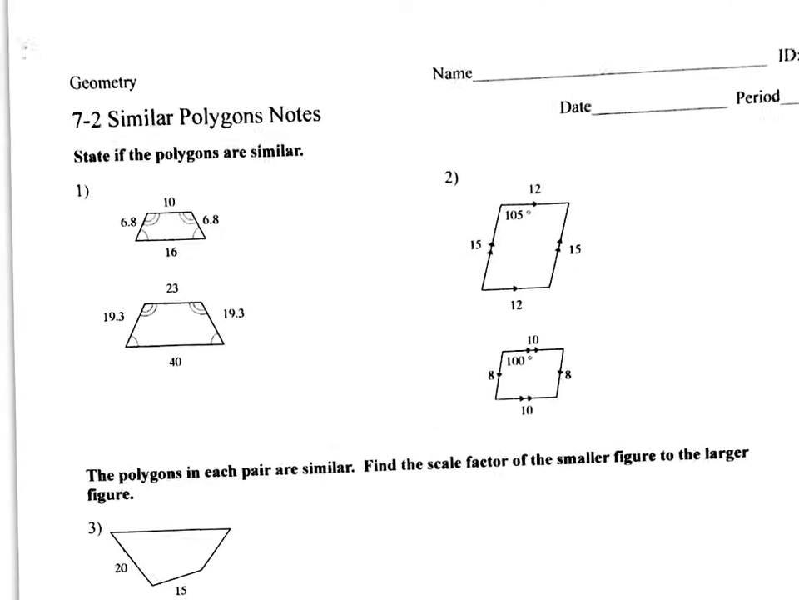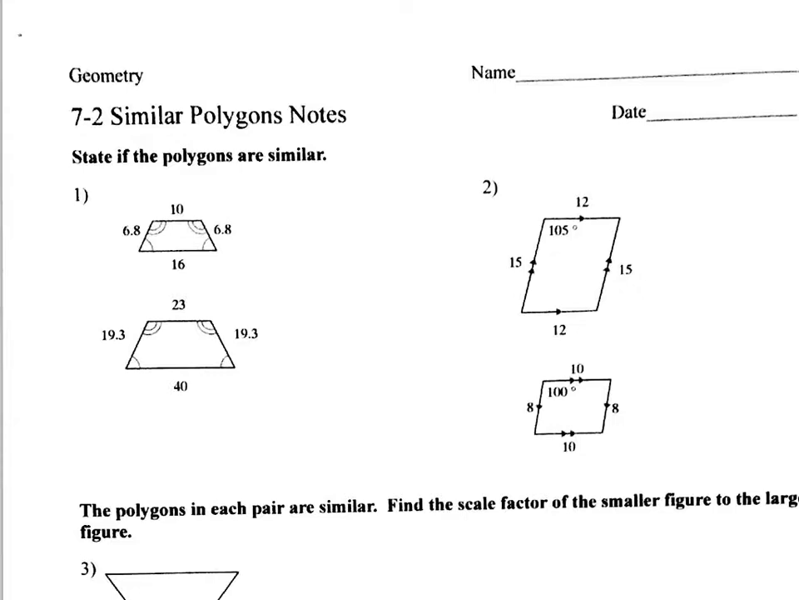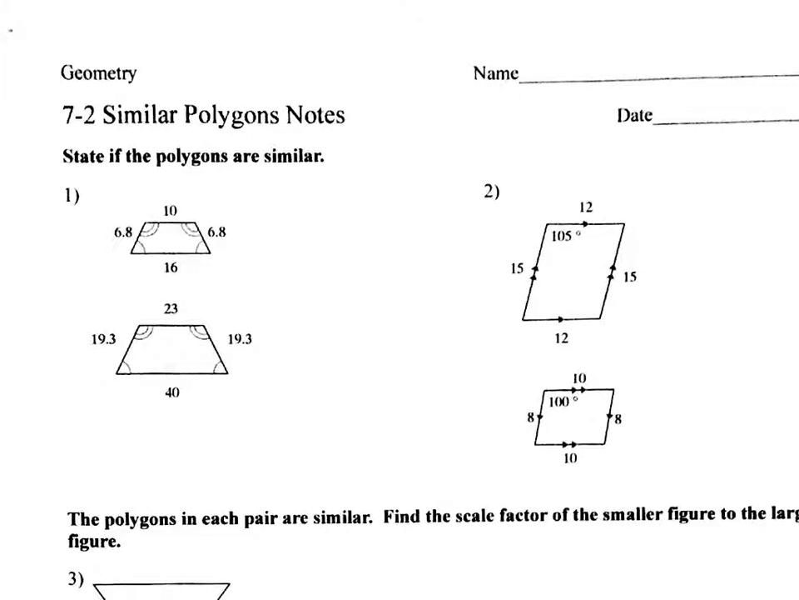Alright, notes for 7.2, similar polygons. So the first thing you have to do is recognize whether or not polygons are similar. For polygons to be similar, there's two things that have to be true. Corresponding angles have to be congruent. So we look here in the trapezoid, those are congruent, and those are congruent. Okay. Next, the sides have to be proportional.